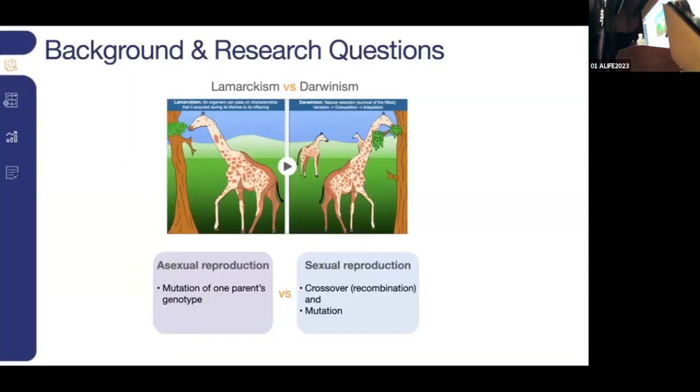Great. The second theory used in the paper is asexual reproduction versus sexual reproduction. Asexual reproduction means the genotype of the offspring is created via the mutation of only one parent's genotype. And sexual reproduction means the genotype of the offspring is created through the crossover and mutation of two parents' genotypes.